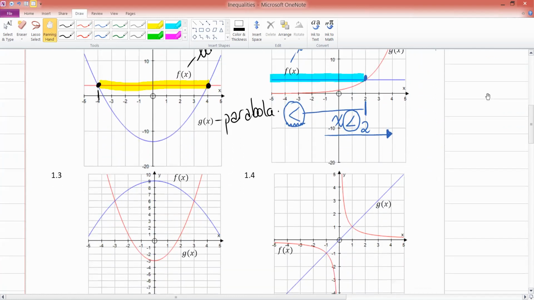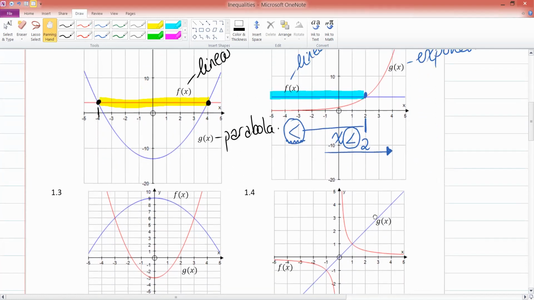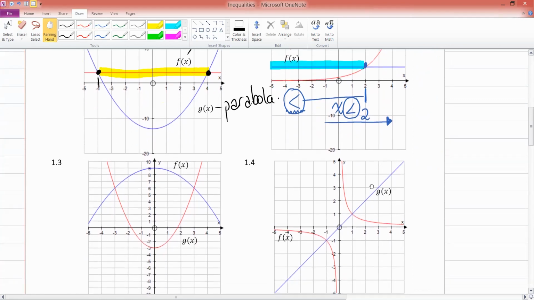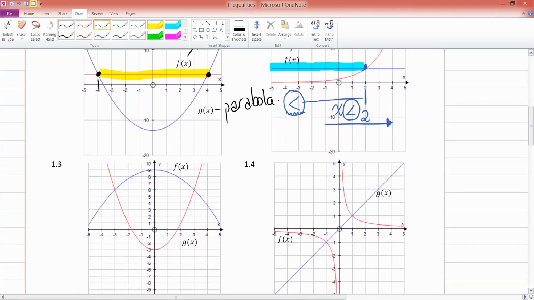All right, now let's go to the next, 1.3. Okay, so f of x and g of x, both of these are parabolas. Okay. Where is f of x, which is the blue graph? Where is it above the red graph? Okay, so first things first, what are we going to do? We're going to highlight the portion of f of x which is strictly above the red graph.